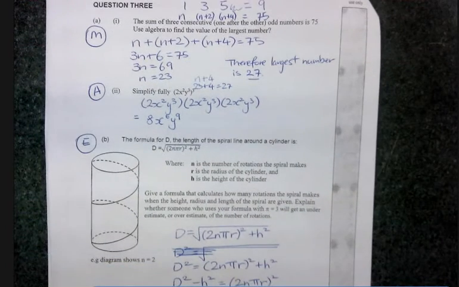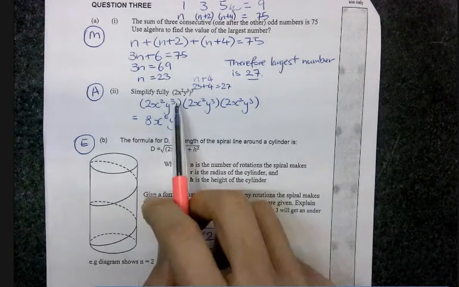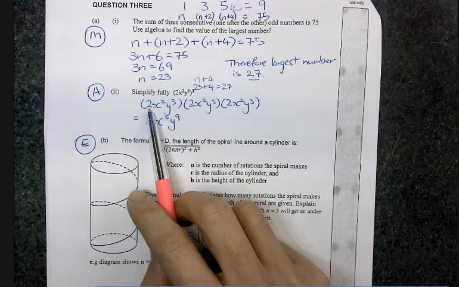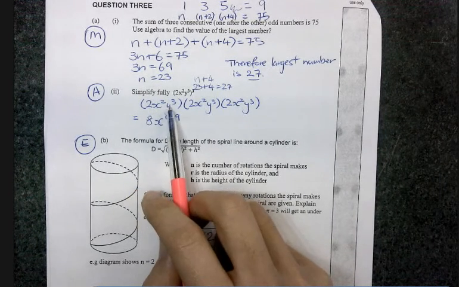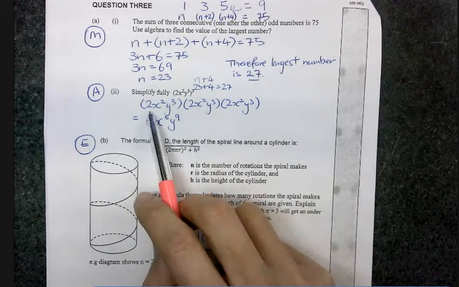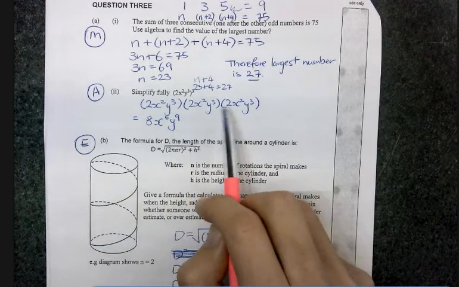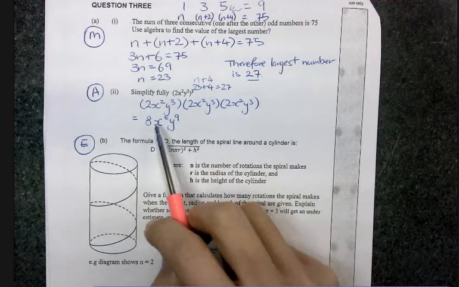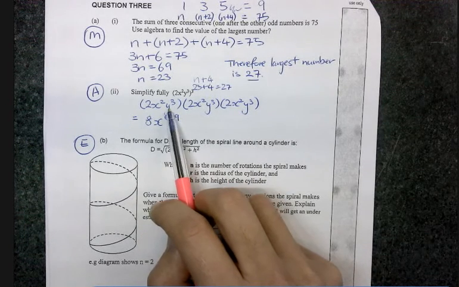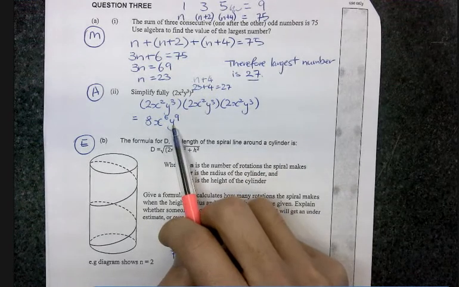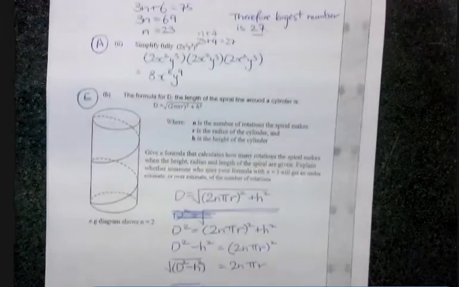Next question is simplify fully of these brackets. So what I've done is I expanded the brackets out into 2x squared, y cubed, and so on. And I just multiply those out. So it's going to be 2 times 2 times 2, that gets me 8. X squared times x squared times x squared, x to the power of 6. Y cubed, y cubed, y cubed, y to the power of 9. That's what I got. Okay, next question here.